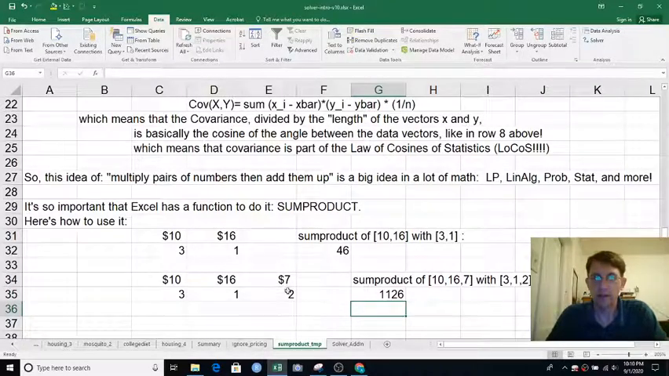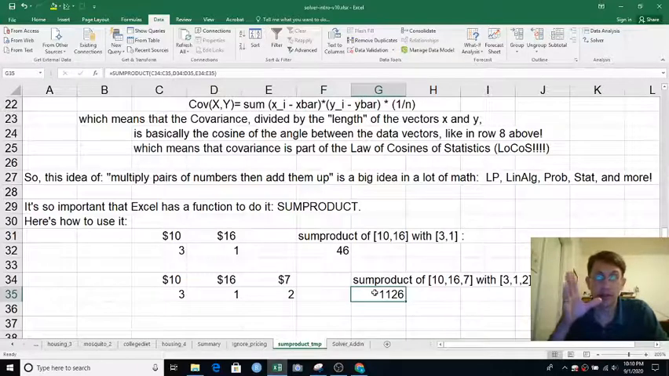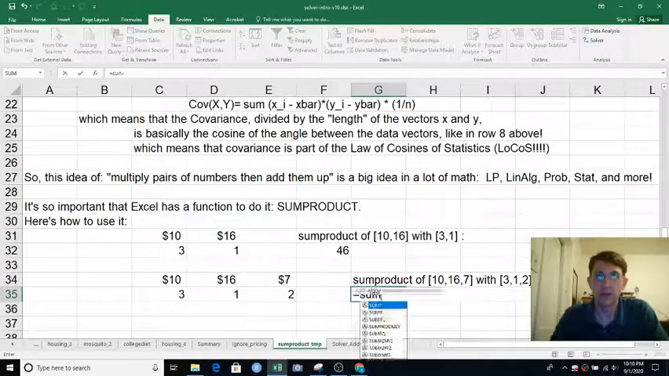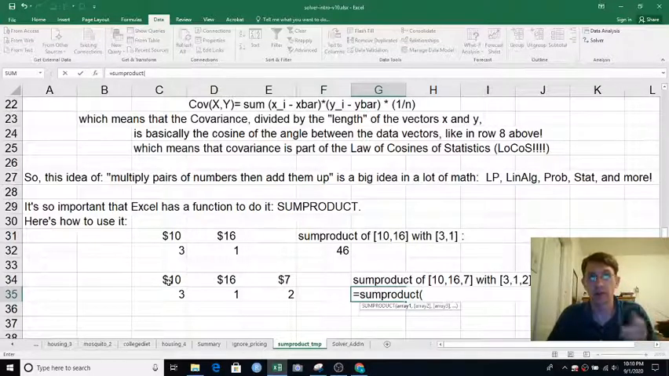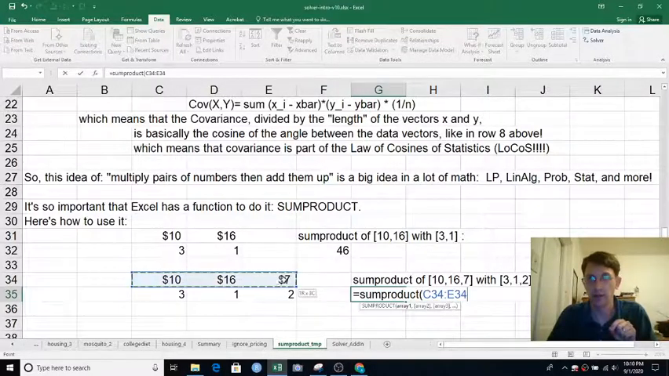Well, if I do that, I get a number, but I get a number that's much bigger than what I would actually get if I do 10 times 3 plus 16 times 1 plus 7 times 2. So it's really sneaky or dangerous. It doesn't throw an error. It gives you a number, but it's the wrong number. So what I need to do instead is tell it which vectors I want to take the sum product of, not the individual pairs, but I want to take the sum product of that vector with that vector.